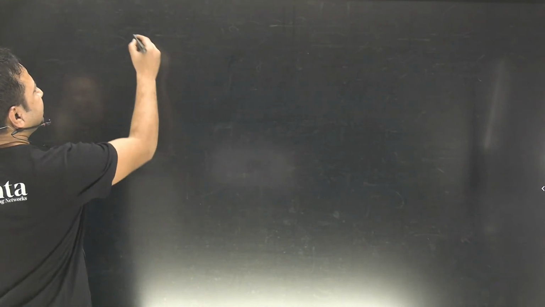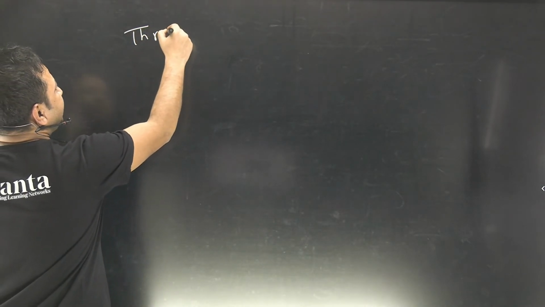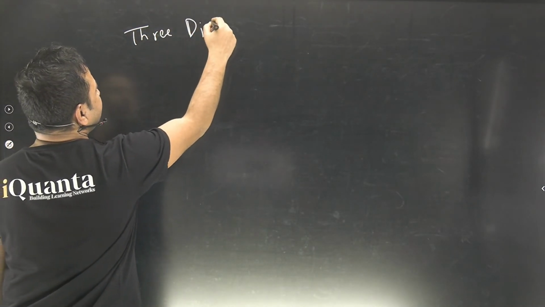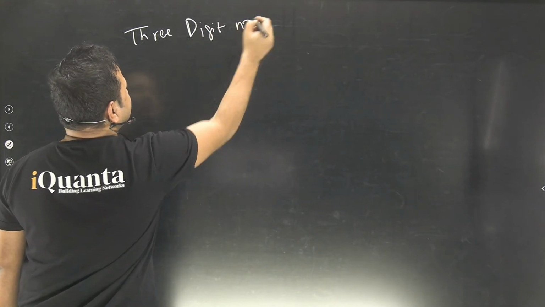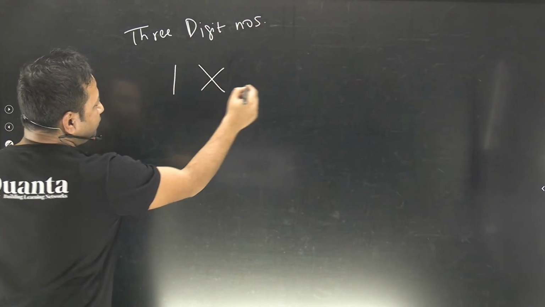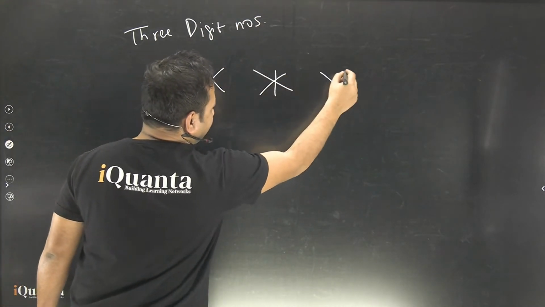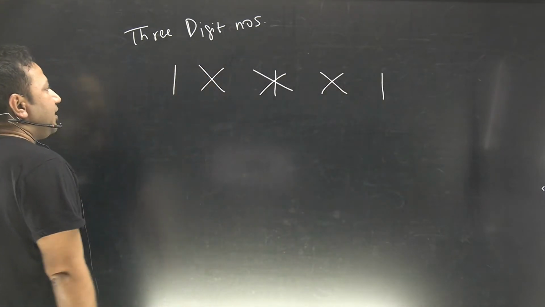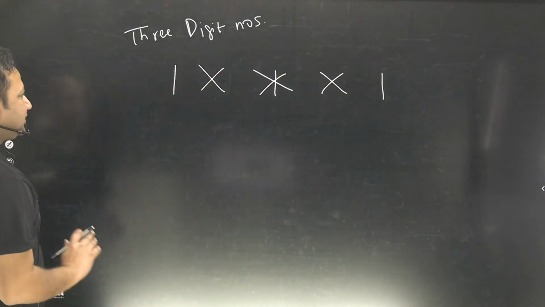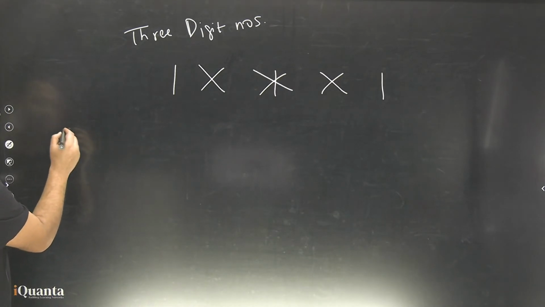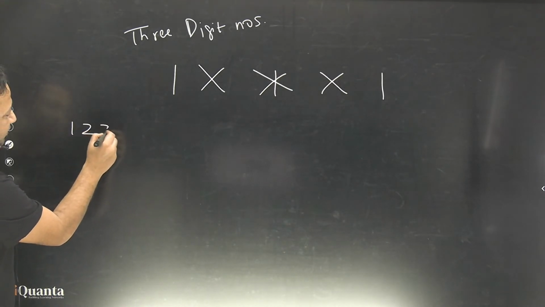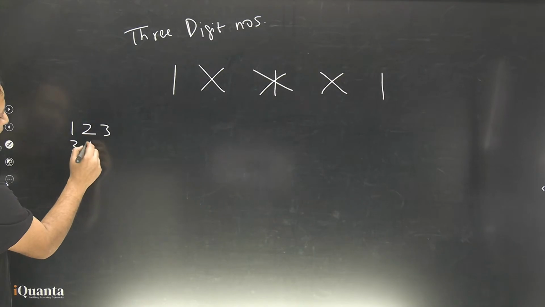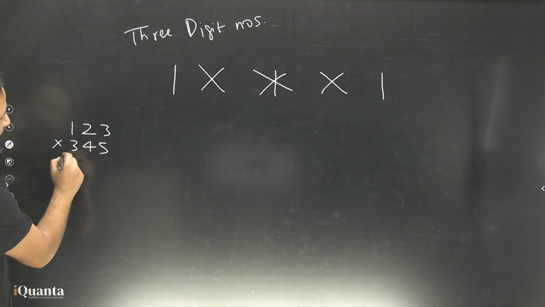Now coming to 3-digit numbers. For 3-digit numbers, the symbology was this: 1, 2, 3, 2, and 1. I hope all of you remember that. So I'll just write a simple 3-digit number first of all. 123 multiplied by 345. Let us do this.